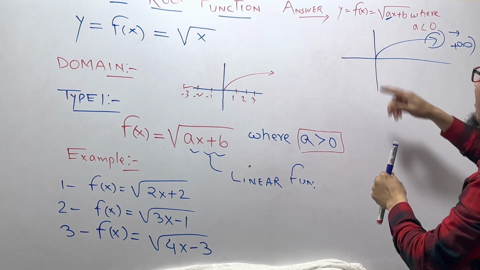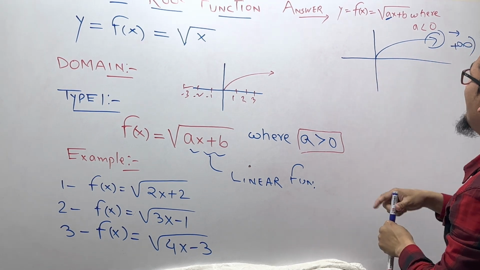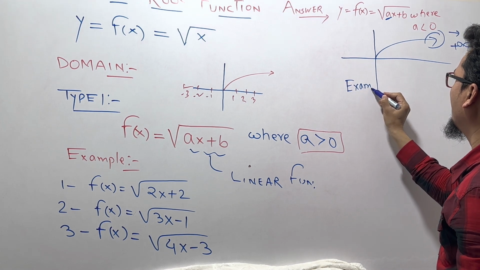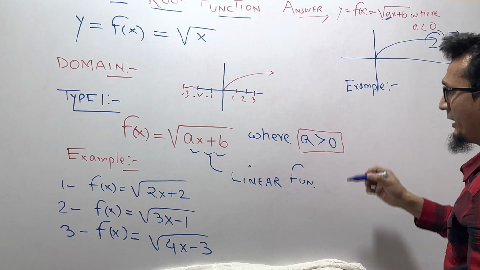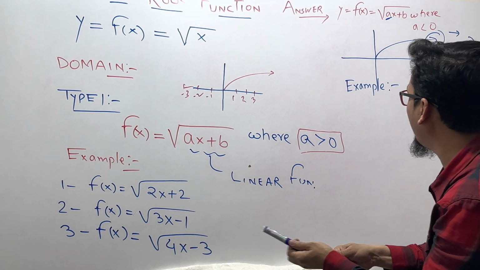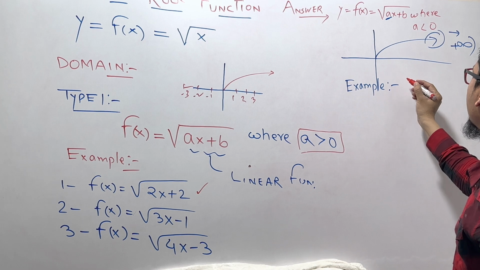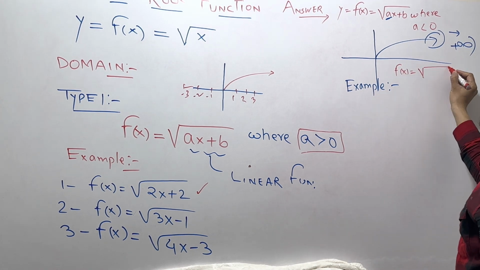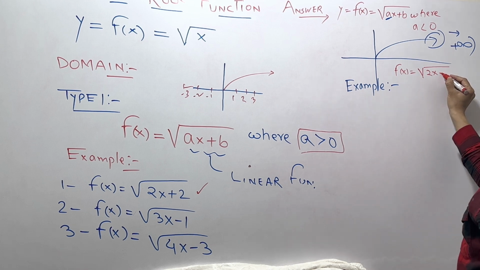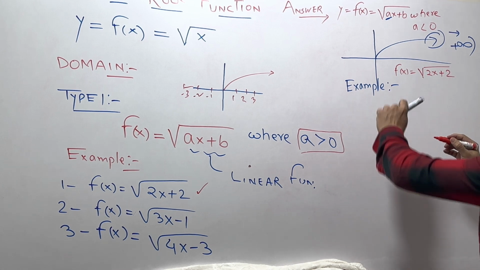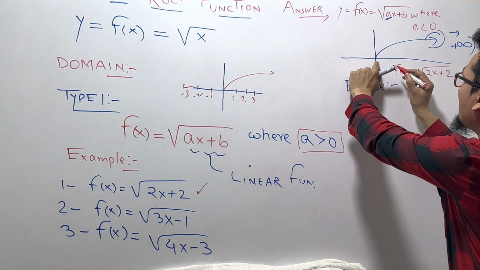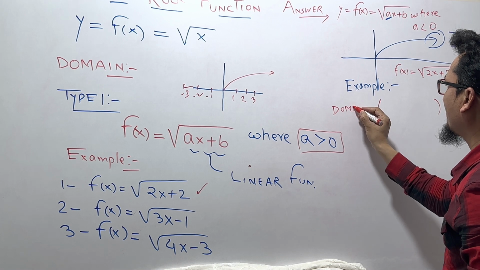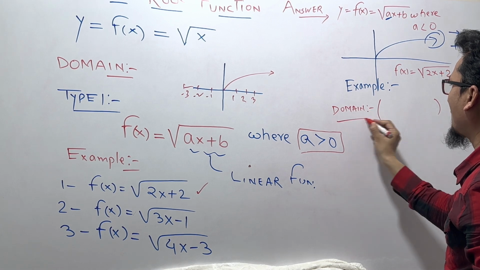So the domain will be what? The first point to the end point. Example, if I'm going to ask you what is the domain of this one, f(x) is equal to under root 2x plus 2. How will you find the first point here? The first point you have to find, this is your domain, right? How will you find the domain?